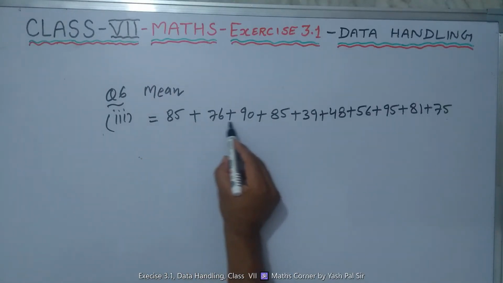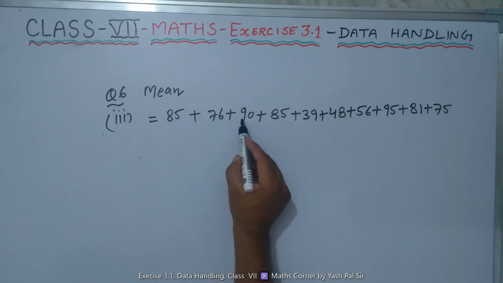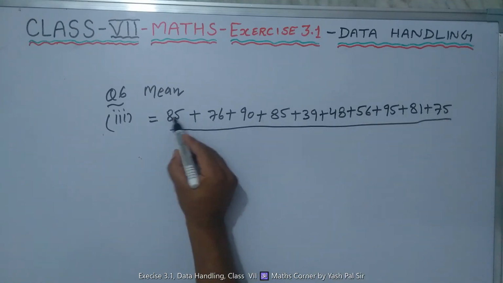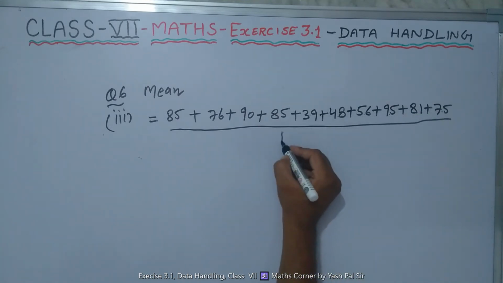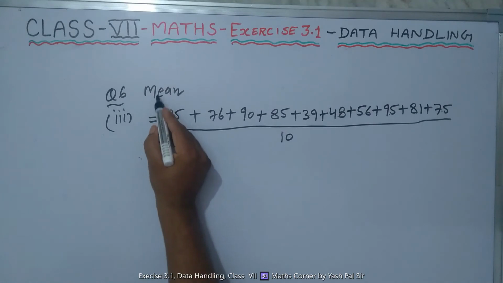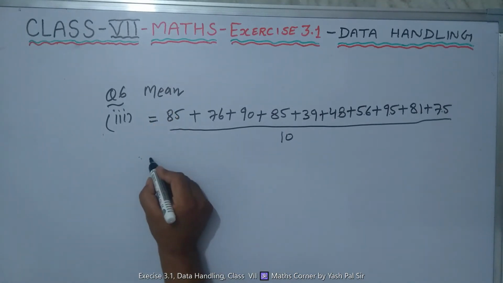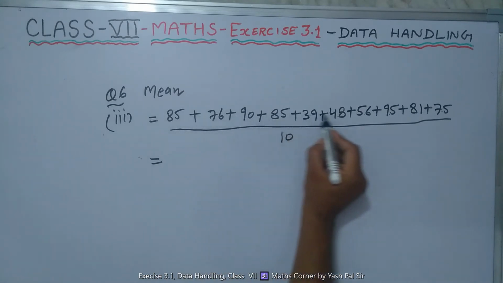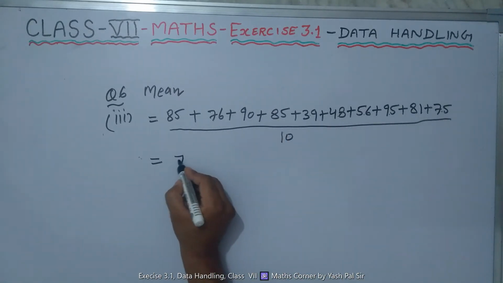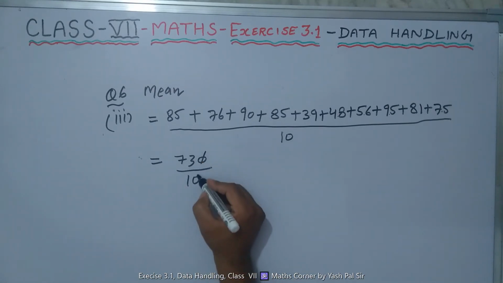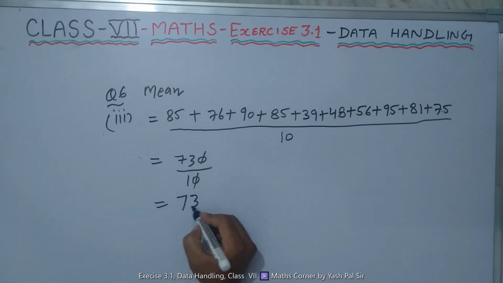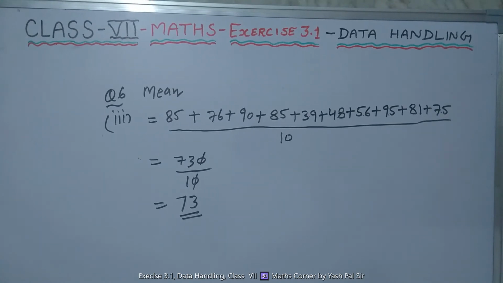Mean: adding all the scores, 85 plus 76 plus 90 and so on, and divide by the number of scores: 1, 2, 3, 4, 5, 6, 7, 8, 9, 10. So dividing by 10, this way we can find the mean score. The sum of all these numbers is 730. Divide by 10, the 0 cancels, and we are left with 73 as the mean. That is the answer of part number 3, question number 6.